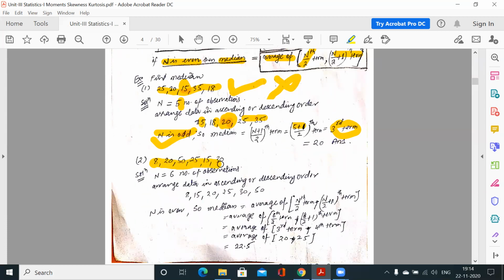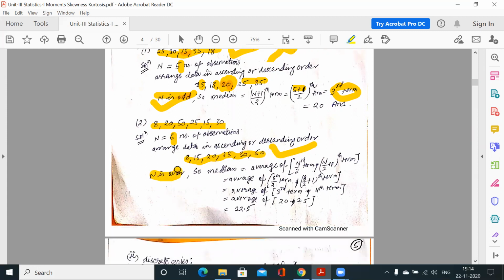Now we have again one individual series. Here in this case we have 6 points. So 6 means an even number of points. First arrange the data in increasing or decreasing form. This is not in ascending form. So 8, 15, 20, 25, 30, 50. So we have arranged the data in ascending form.